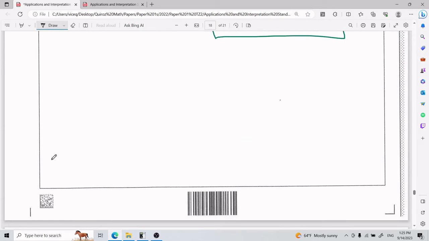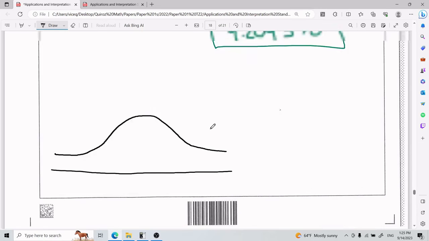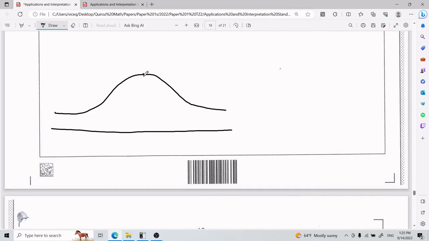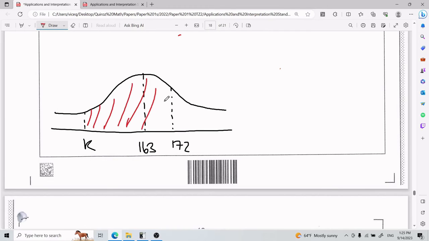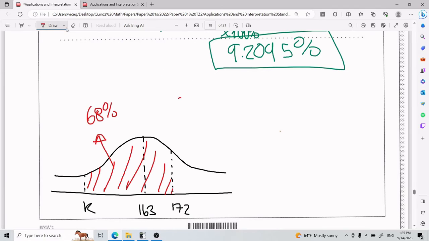So this is the current situation. I have my normal distribution. I have the mean that is around 163 and I know I have a value of 172 over here, somewhere over here. And I have a value of K somewhere. I'm just going to say there. Okay? And we know that all of this, that I am putting in red, is 68%. Now I'm first going to show you a mistake that people make here, and then I'm going to show you the right way.